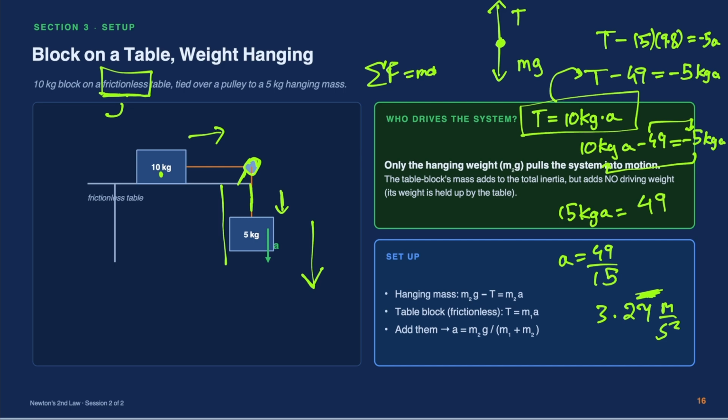And then I can plug this acceleration into this tension equation to find out what the tension is, right? If I wanted to. I don't need to right now, but if I wanted to. So that's how you solve these problems. Very similar to the Atwood machine. Draw free body diagrams for both, and then calculate the net force and have at it.